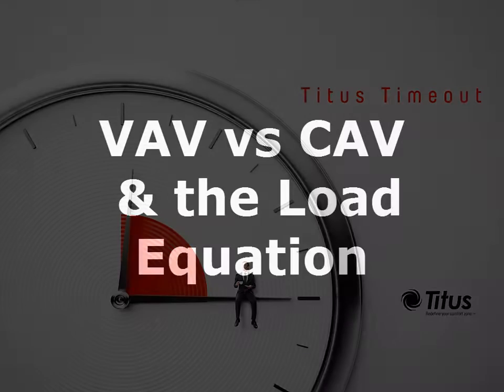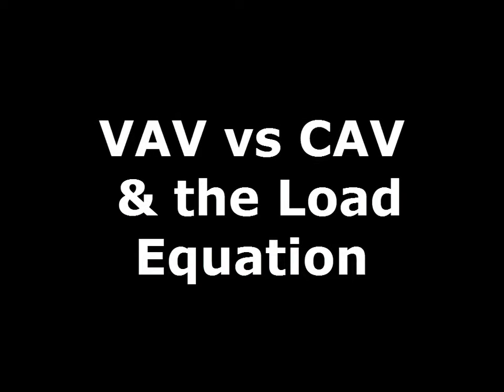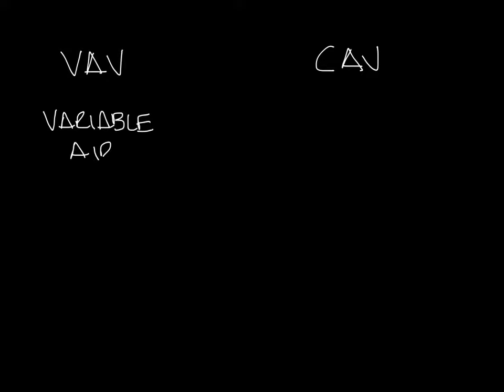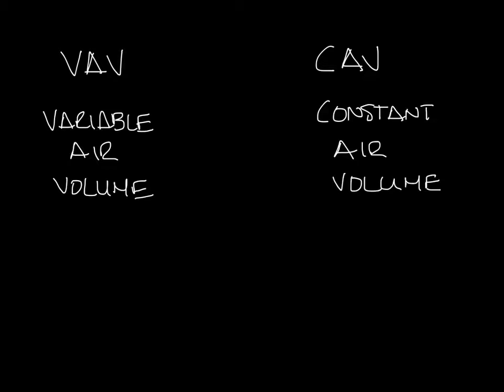I'm Jenny Abney-Civey, and this week I'm going to discuss variable air volume systems versus constant air volume systems and the load equation. So I was looking back through my old podcasts and I realized that I never really discussed the difference between VAV and CAV systems. So we'll start there. VAV stands for variable air volume, and CAV stands for constant air volume. In a VAV system, you vary the airflow, as the name suggests, and in a constant air volume system, you vary the temperature.